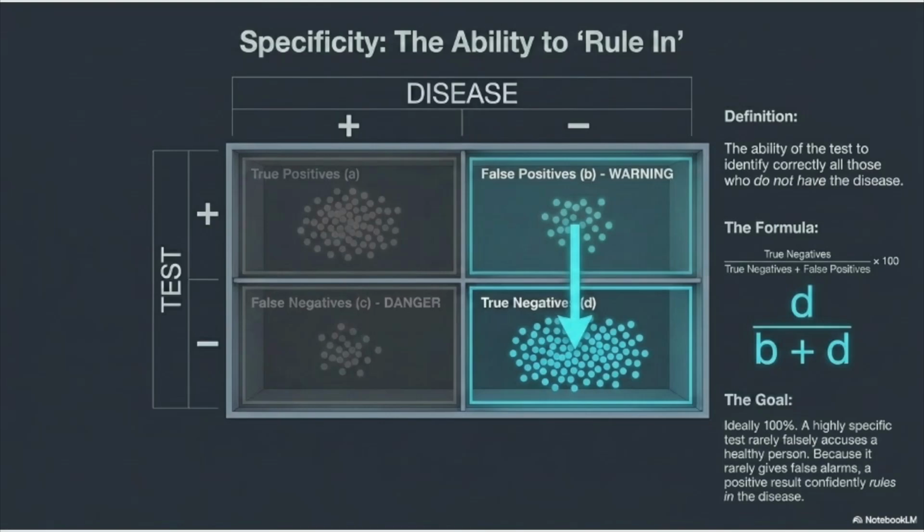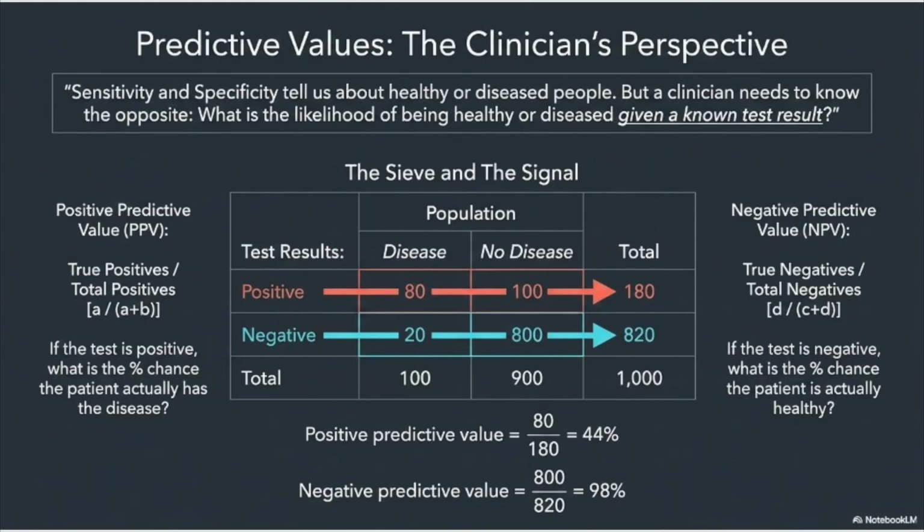Another pair of frequently asked concepts are the predictive values. Positive predictive value, or PPV, answers the practical clinical question: if the test result is positive, what is the probability that the person actually has the disease? Negative predictive value, or NPV, asks the opposite question: if the test result is negative, what is the probability that the person truly does not have the disease?